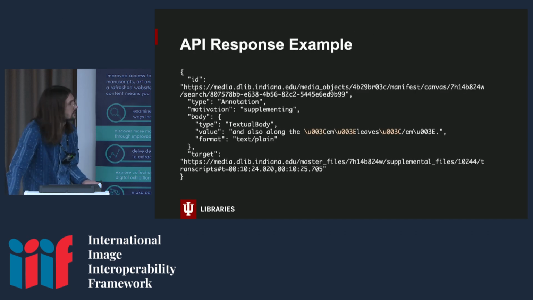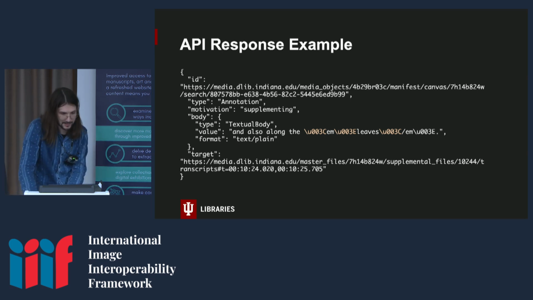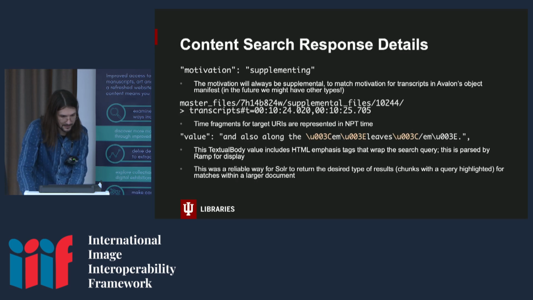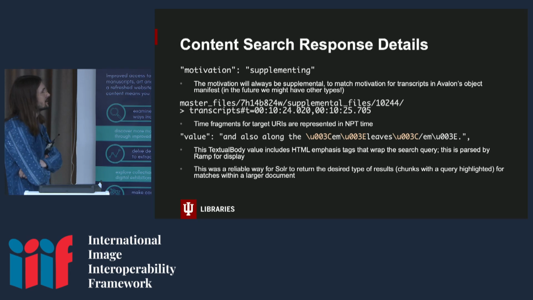So if you're like me and you like looking at key value pairs, here's an example of an item from one of our API response calls where I did a search for leaves. So there are a few interesting things here. One, our motivation will always be supplementing. The guidance is to have it match the motivation that you originally had, and all of our resources are supplementing motivations.